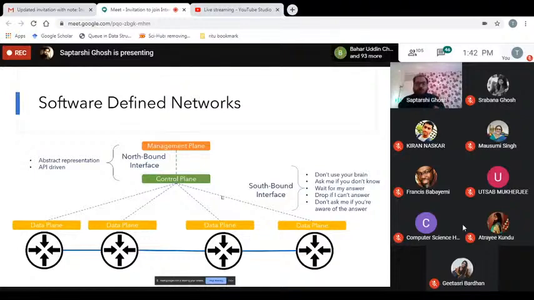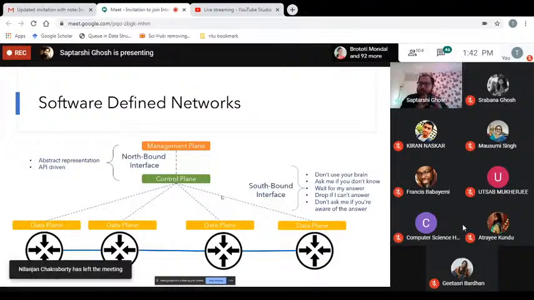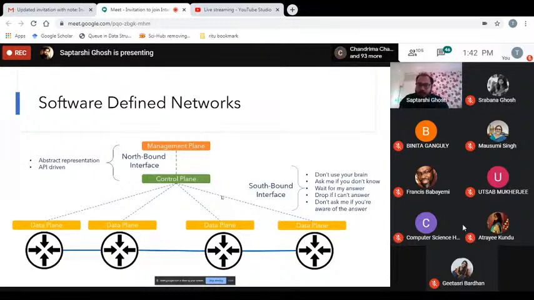We impose some laws. Now, for a layman, think of the problem this way: your data plane is a dumb guy. Okay, he has no brain. He just works like a clerk. He has no authority to do any decision making. Now, he has been given some policies, and the policies are: don't use your brain. If a problem comes to you, ask me.